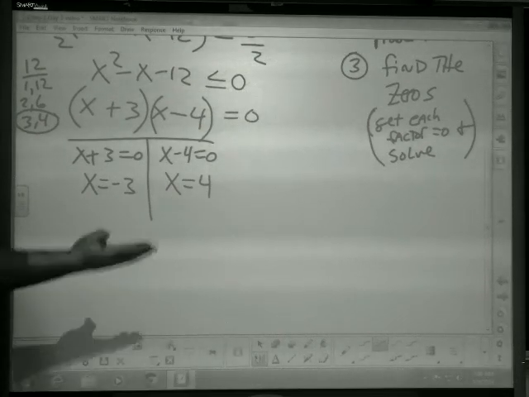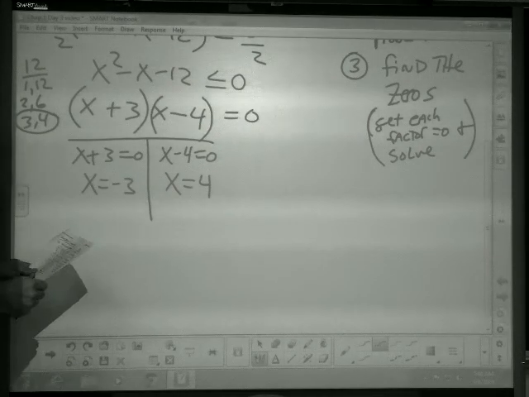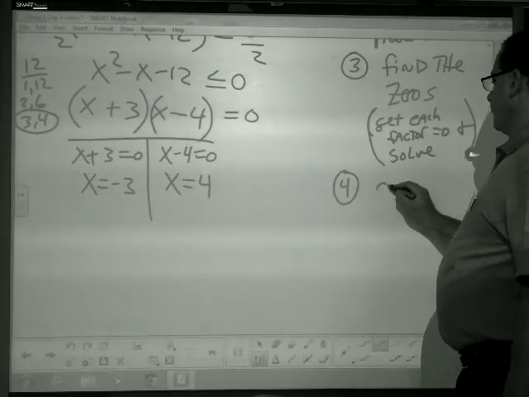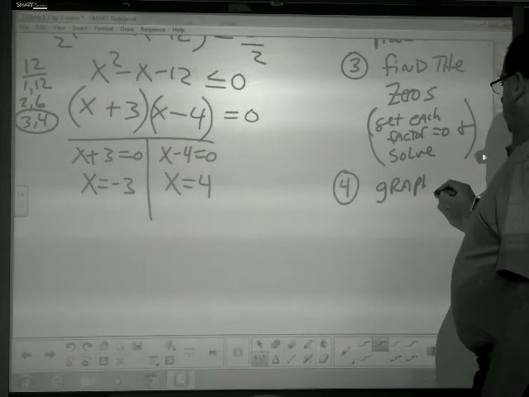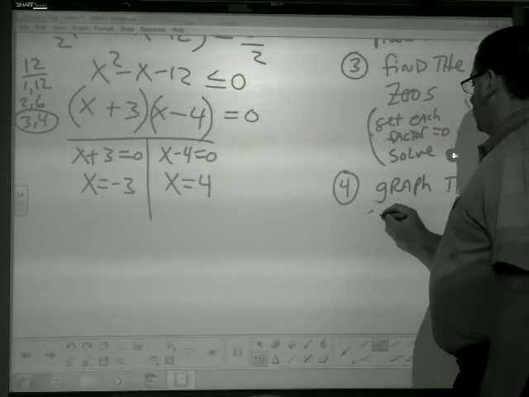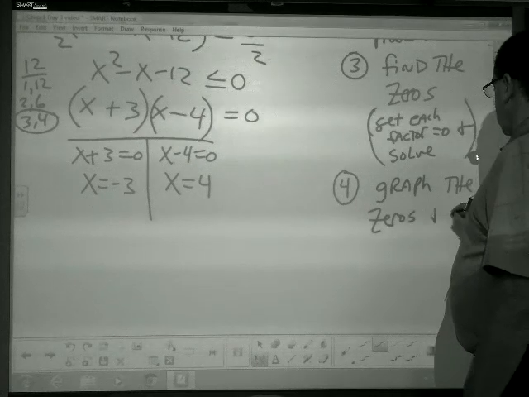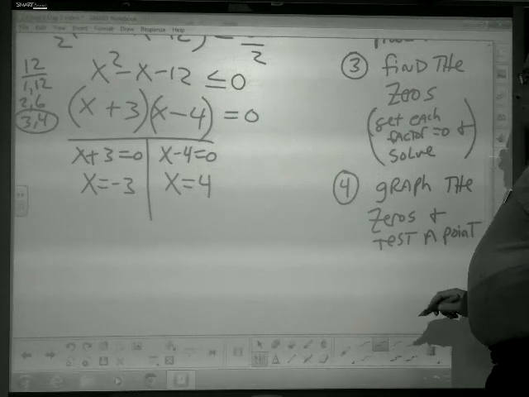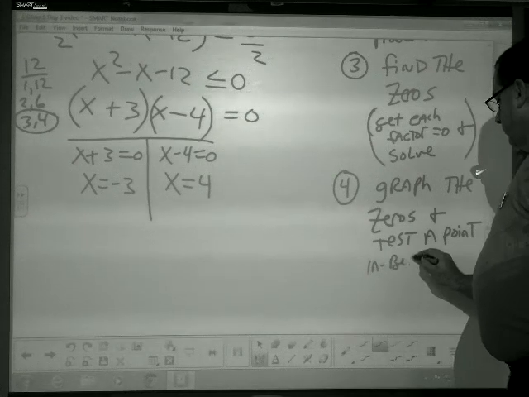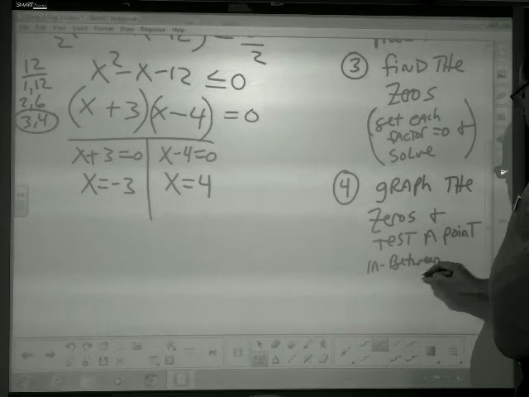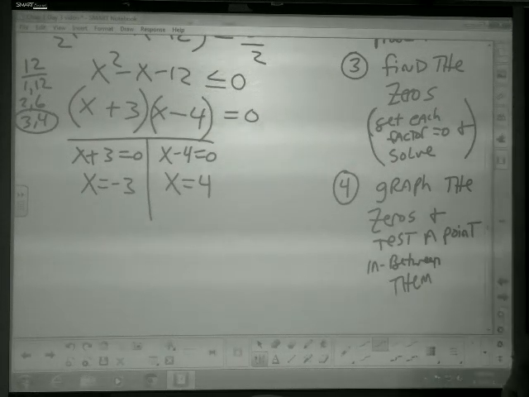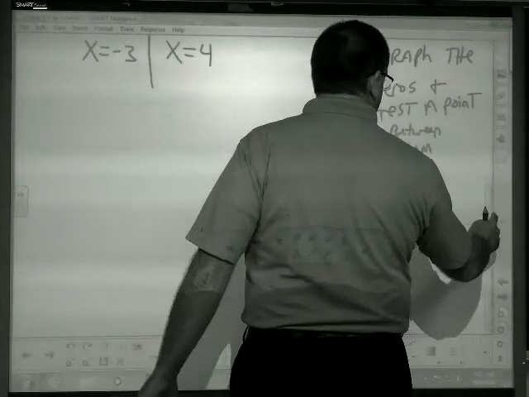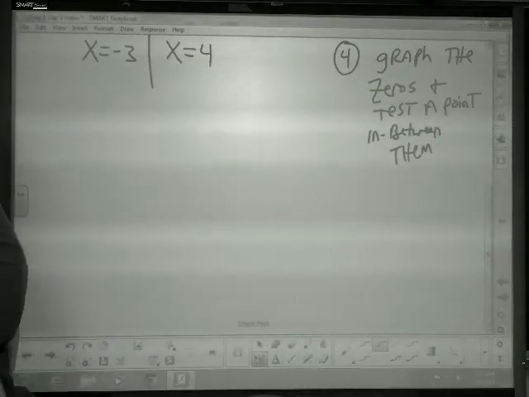We're not done because this originally was an inequality. Okay? So, step 4. Graph the zeros and test a point in between them. You have to test a point to see if it works or not. So graph the zeros and test a point in between them.